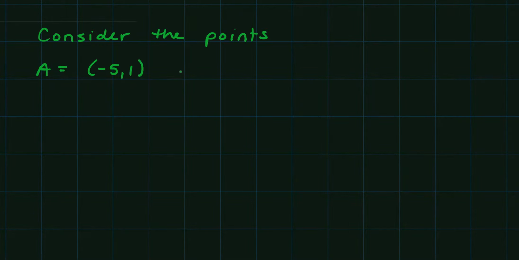I want to do one more problem involving the distance function, and then I want to talk about the midpoint formula. So consider these 3 points. I'm going to label them A, B, and C. So let's let A be -5, 1. B be the point -1, 3. And C be the point 0, 1.